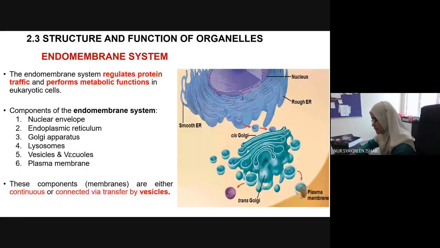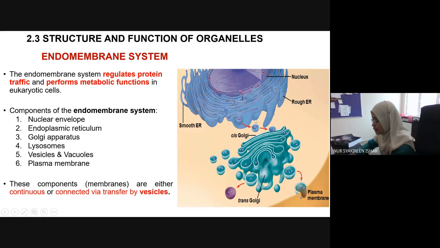So kalau tengok kat diagram ni kan. So as you can see from the diagram here, the outer membrane of the nucleus is directly connected to the membrane of the rough ER. The membrane of the rough ER, as you can see here, is directly connected to the membrane of the smooth ER here. Okay, and from the rough ER, you have the formation of transport vesicle.